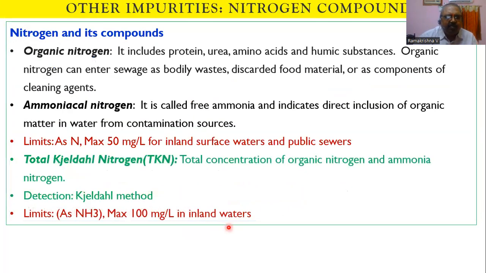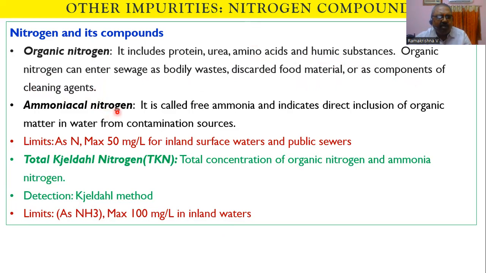Regarding nitrogen and its compounds, there are different forms of nitrogen, particularly as far as wastewater terminology is concerned. This nitrogen comes from the nitrogen cycle. The end product of the nitrogen cycle is nitrite or nitrate. Nitrate is the most stable form. Before that, nitrogen undergoes different stages of decomposition in the natural cycle. The first one is called organic nitrogen. It includes protein, urea, amino acids, and humic substances. Organic nitrogen can enter sewage as bodily waste, discarded food material, or as a component of cleaning agents.